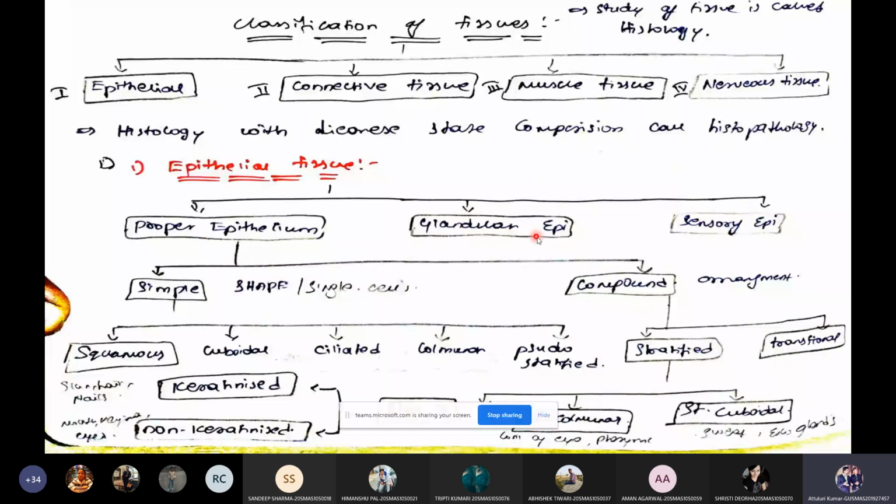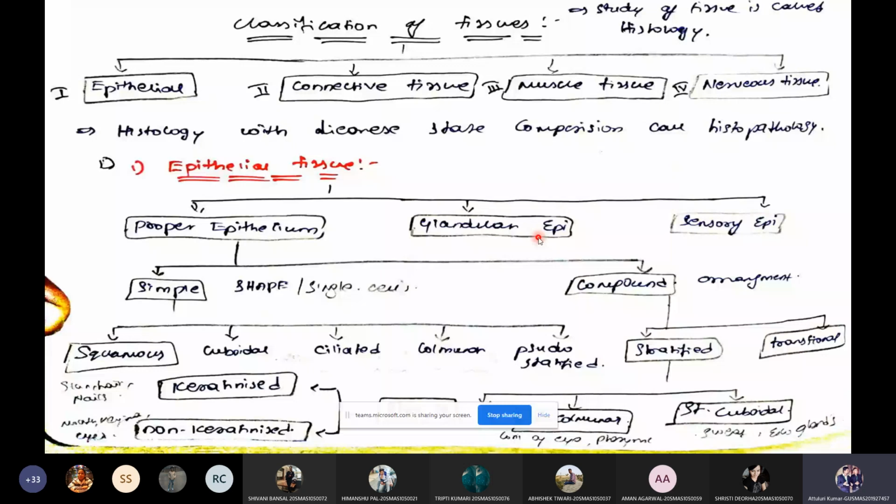Can you give an example of glands in our body, students? Do you have any idea about glands in our body? Salivary glands, exocrine glands, and endocrine glands. Very good. All glands are made up of glandular epithelium. That is a modified epithelium, and that is called glandular epithelium.